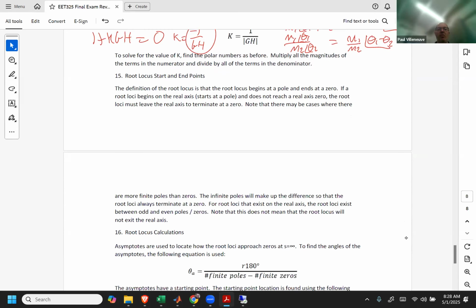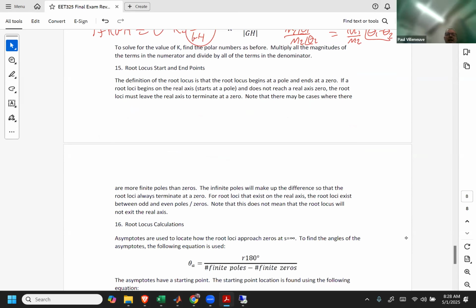Now we start doing our rules. Root locus start and end points. Start at a pole, end at a 0. Since we always have more finite poles than finite zeros, we always start at a finite pole, but we can end at a 0 that is out at infinity. So we need to think about that in terms of doing that.